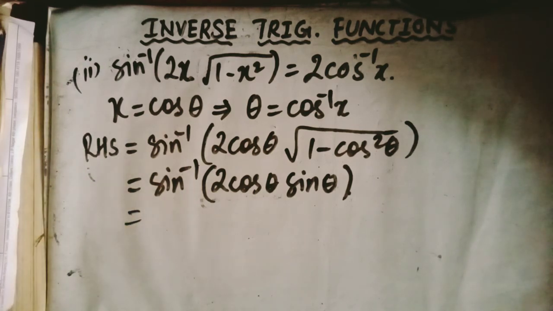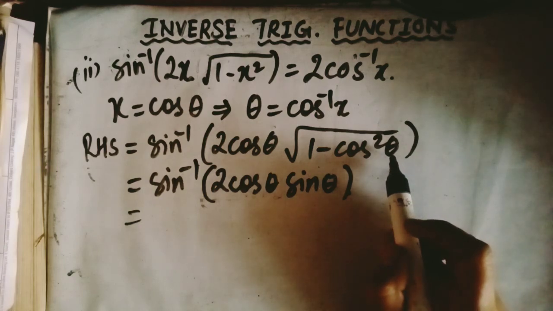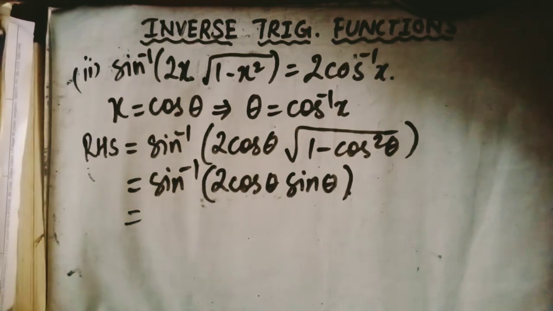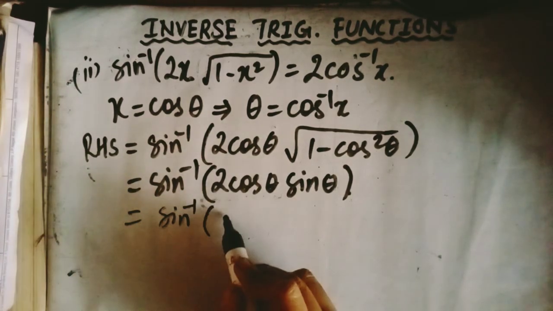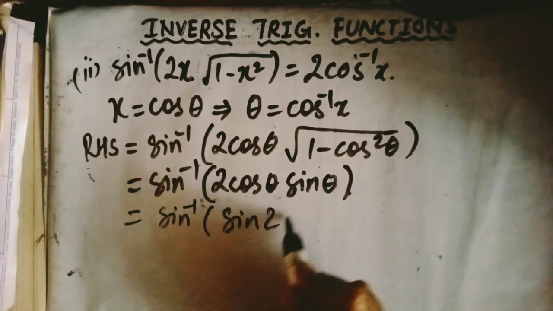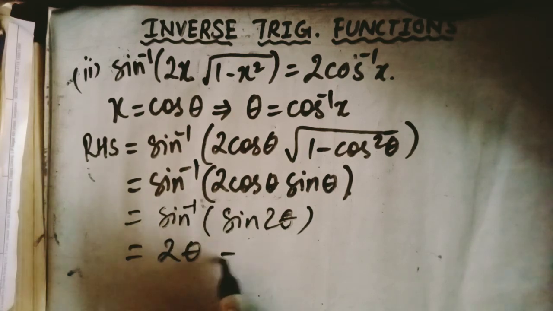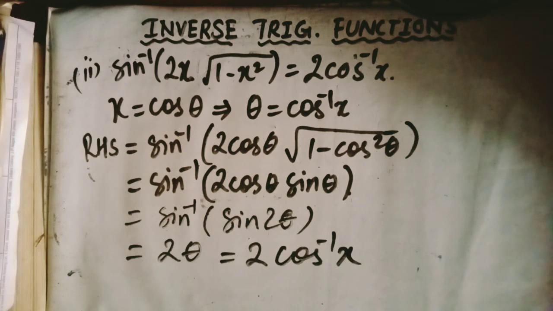Here you have to use 2 cos theta. So same way it will be sine inverse sine 2 theta. Using the property you will get 2 theta, so our theta is cos inverse of x. This is the required result.